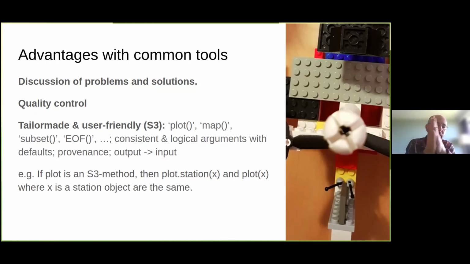And to give you one example of an S3 method: if you have an object that is a station object, then your plot.station will force that type of function. Normally you wouldn't have to specify .station, because it will find it by itself, because x would be a station object. So it would give the same results, but sometimes you can force it if you want to make sure it uses that specific S3 method.